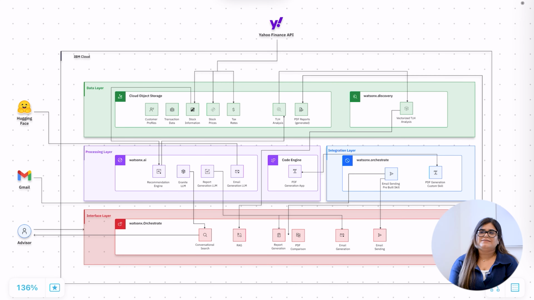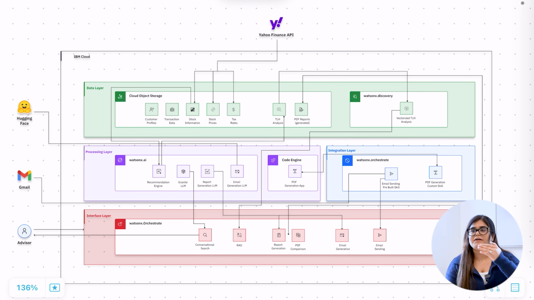The interface layer is basically a user interface layer, and the advisor doesn't have to go out of this interface layer. It integrates the data layer, processing layer, and integration layer into a unified system. Okay, so let's first start with the data layer.